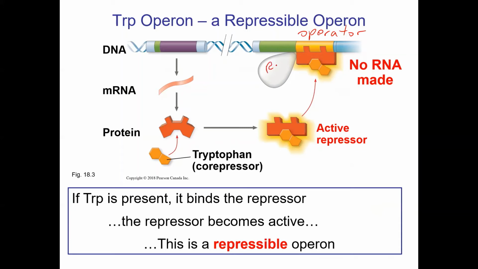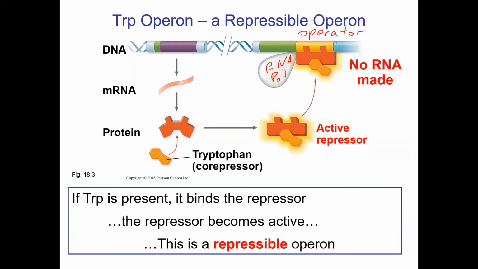And this is the RNA polymerase. So the RNA polymerase can't bind, so no RNA is going to be made. So that is how the tryptophan operon works.